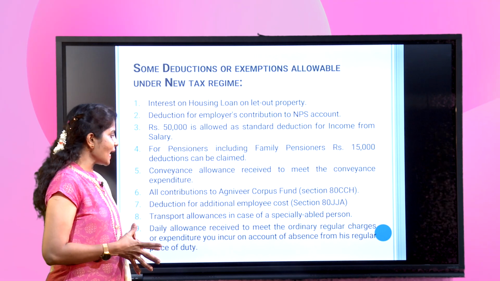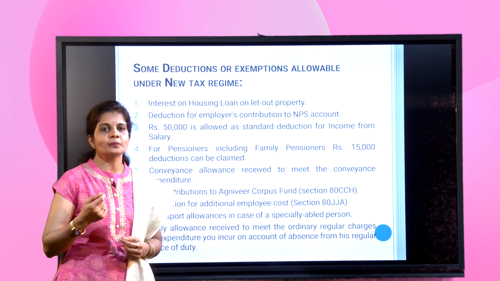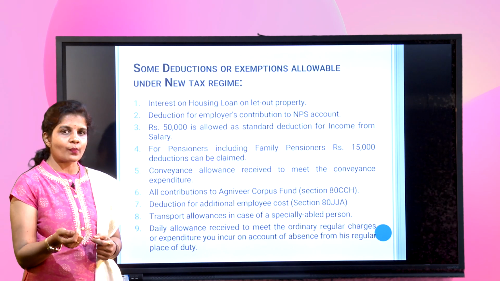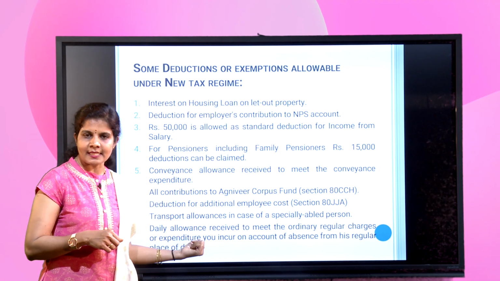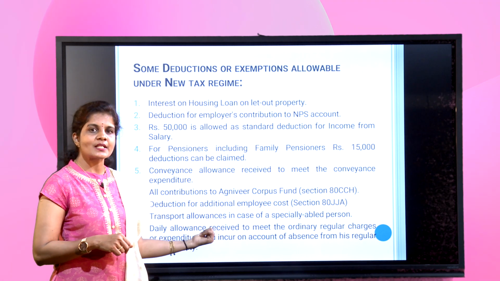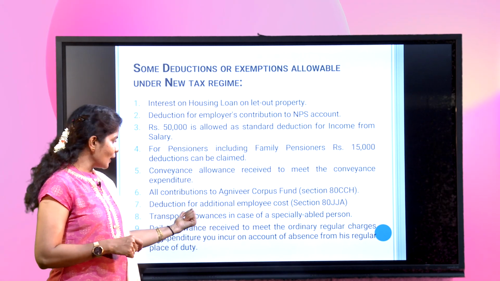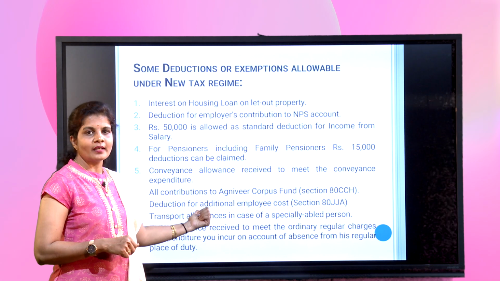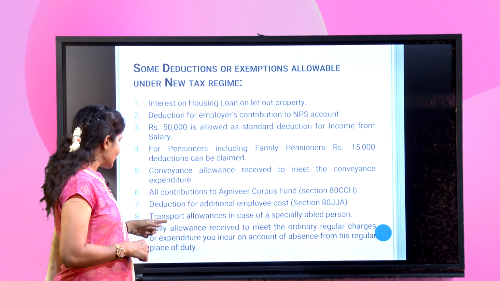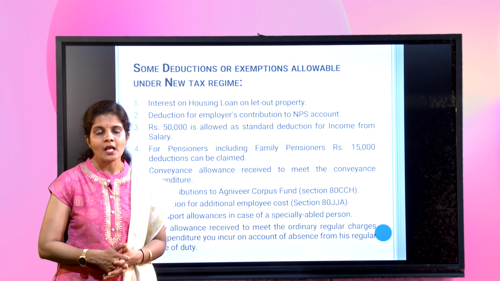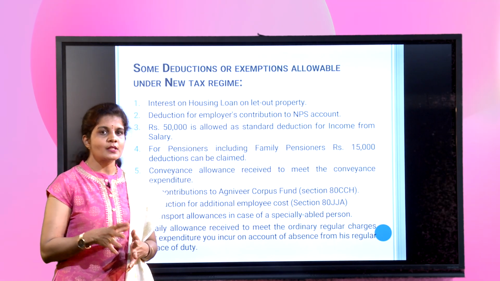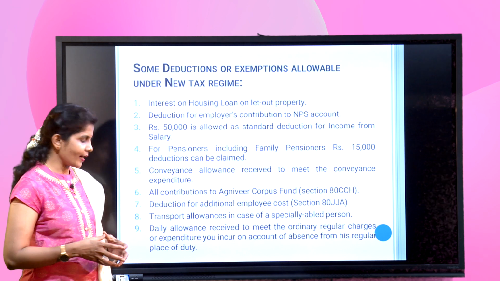Then deductions for additional employee costs. For an individual who is doing a business and earning business income, this deduction is allowable under section 80JJAA as a deduction of additional employee cost. Next, transportation allowances in case of a specially disabled person. So for the specially disabled person only, transportation allowances are allowable.